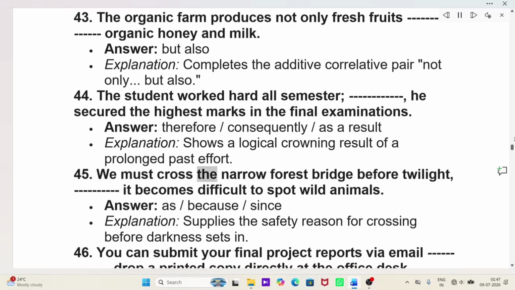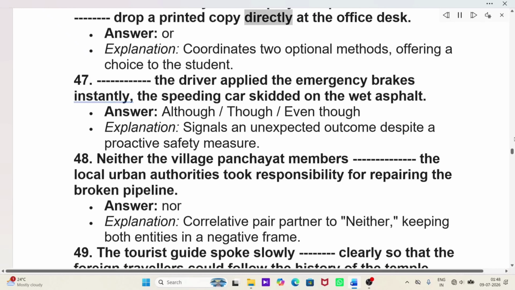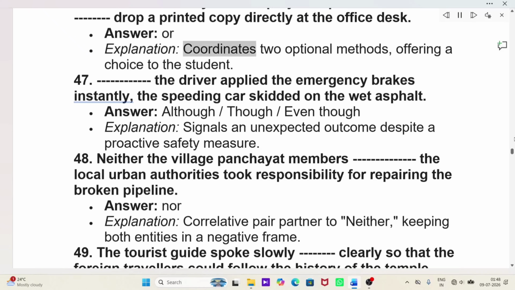45. We must cross the narrow forest bridge before twilight ____ it becomes difficult to spot wild animals. Answer: as / because / since. Explanation: supplies the safety reason for crossing before darkness sets in. 46. You can submit your final project reports via email ____ drop a printed copy directly at the office desk. Answer: or. Explanation: coordinates two optional methods, offering a choice to the student.